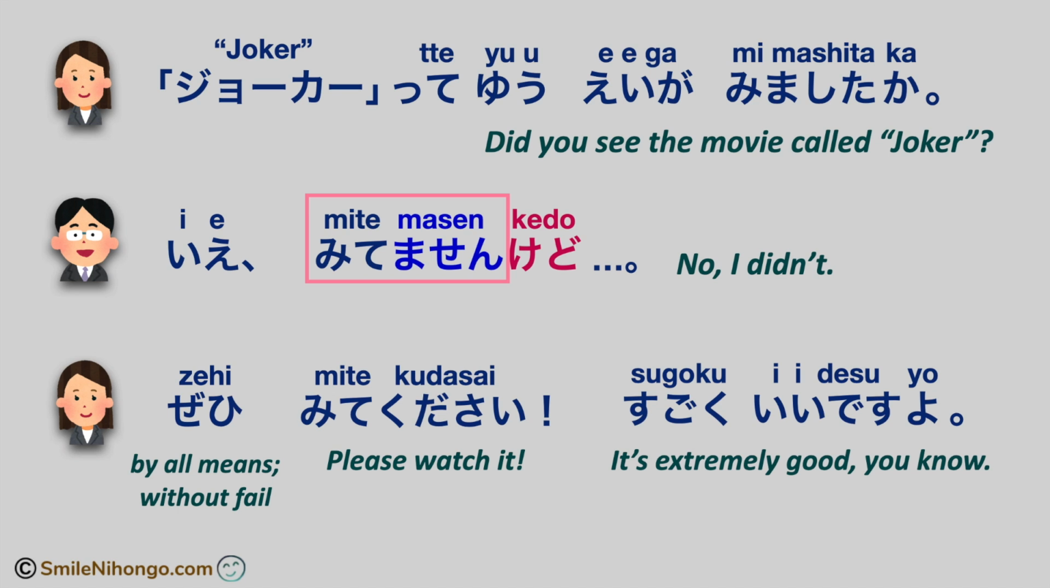Okay, now let's take a look at the case when people ask you about the distant past, like your childhood. Then, ませんでした is more appropriate to respond, no I didn't.